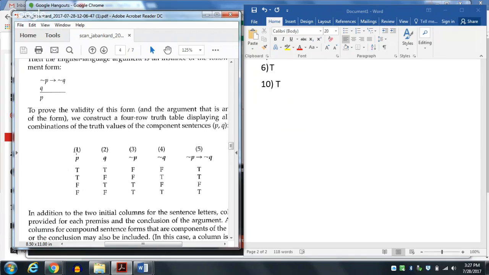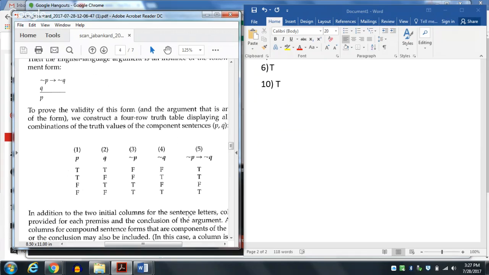So here's how truth trees work. I cannot stress this enough. You have to listen to this, right? An argument is invalid if any of the rows has all true premises and a false conclusion. If that is not the case, the argument is valid. That's how you read a truth tree.